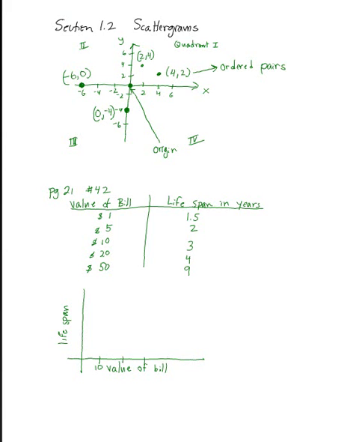10, 20, 30, 40, 50. And I wrote the value of the bill too close, so I couldn't label all my tick marks, but usually I would have labeled them all.